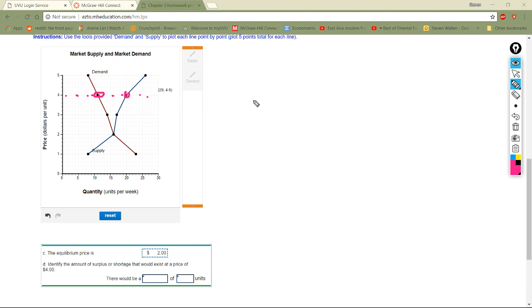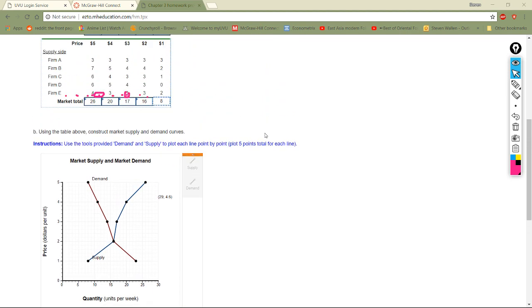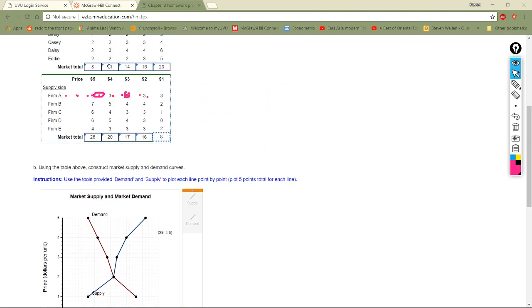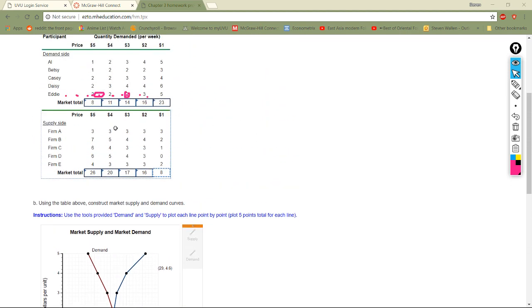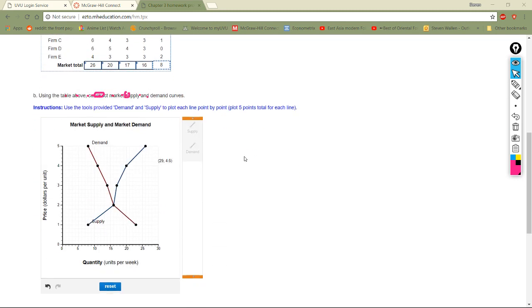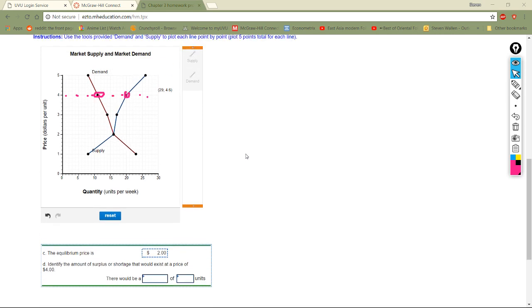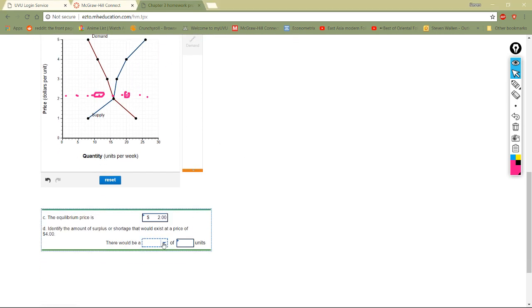These are our points. Okay, so it's going to be this point here and that point there. And the easiest thing to do is you can actually climb up here to where we have it on the data sheet up here. We can see at 4, we have 11 being demanded and 20 being supplied. So that's going to be 9. And obviously, because it's above, it's going to be a surplus. 9 units.